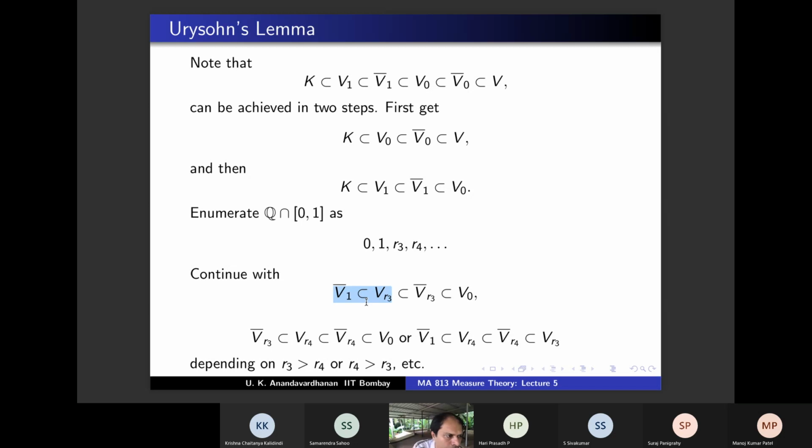Is the method clear? If r5 is bigger than r3, then you have 1 bigger than r5 bigger than r3, and you go for this 1 and r3 and choose r5 inside this. Suppose r4 is bigger than r5 is bigger than r3. R5 is between r4 and r3. That can happen, no? Where will you choose V_r5?